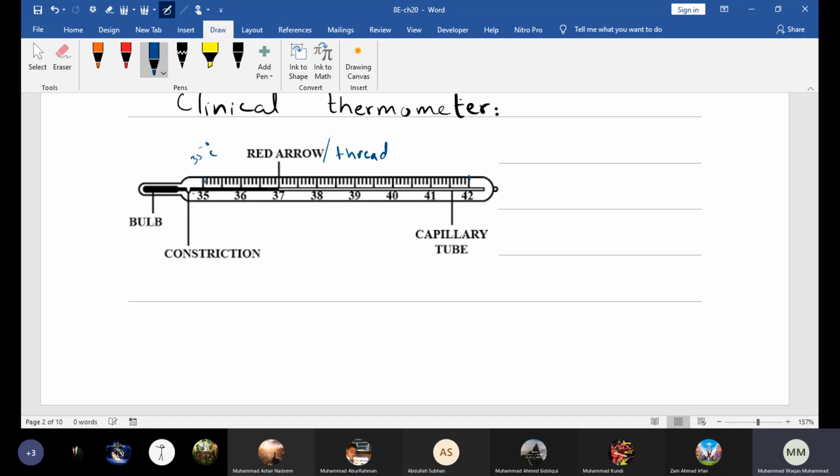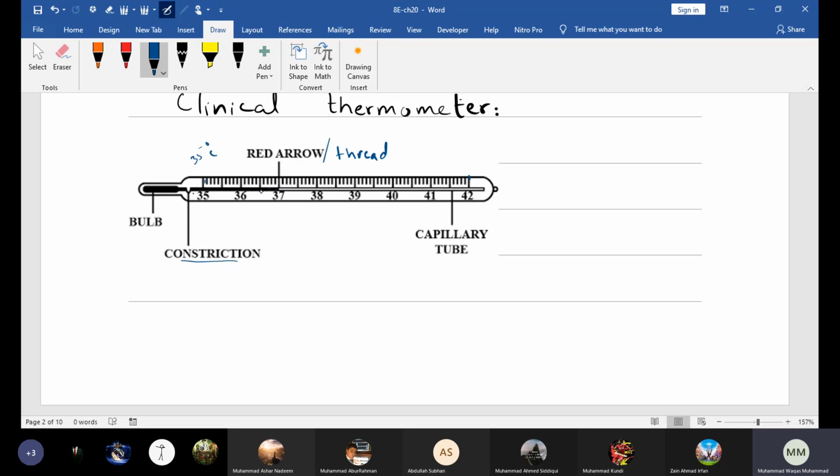We discussed that when the liquid is heated, it expands and pushes the thread along the tube where there is a scale of numbers, from where the temperature can be read. Clear? So this red arrow is basically called the thread, a thread of liquid. You can see here, and beta, here there is another added feature which is called the constriction.